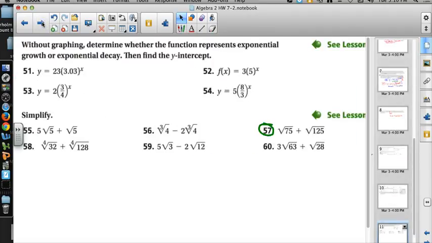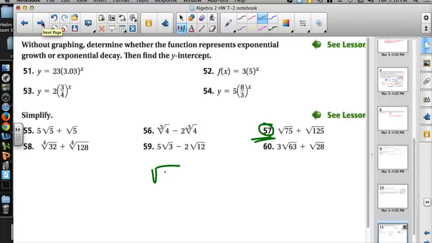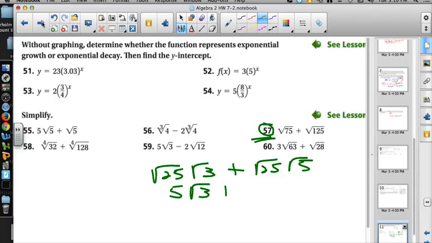I had some review problems that I wanted to go over with you. You probably don't need these, but just in case. We can only add like radicals. So the first thing we have to do is simplify the square root of 75 and the square root of 125. The square root of 75 will be the square root of 25 times the square root of 3, and the square root of 125 will be the square root of 25 times the square root of 5. So this will be 5 square roots of 3 plus 5 square roots of 5. And we realize we can't go any farther with that one because you can only add like radicals, and those are not like radicals. So that answer is perfectly fine.